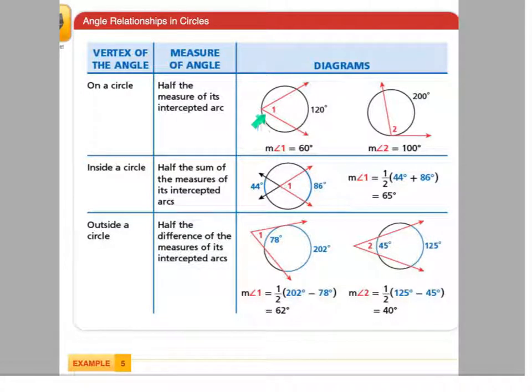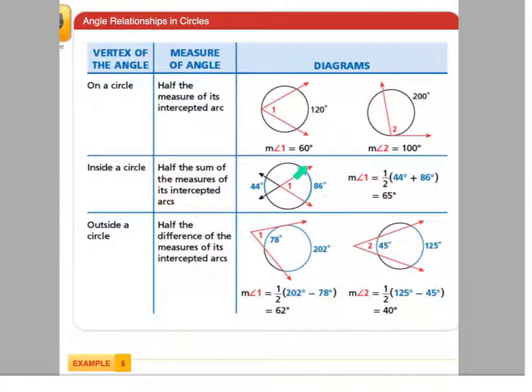Angle 1's an inscribed angle would be half of the intercepted arc, 60 degrees. This angle right here is the same idea. It's formed by a secant and a tangent, but it's still inscribed. It goes all the way to the edge of the circle, so it would be half of the 200-degree arc right there, which is 100 degrees.